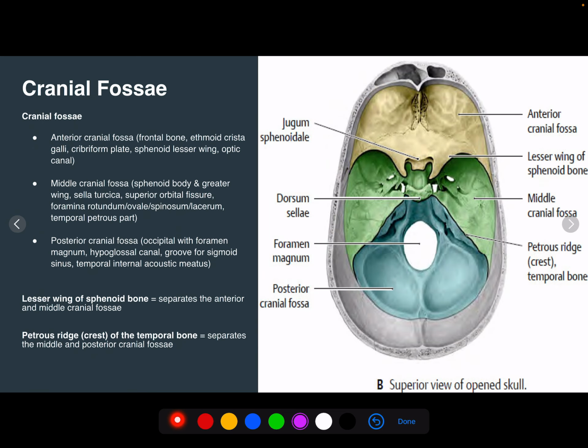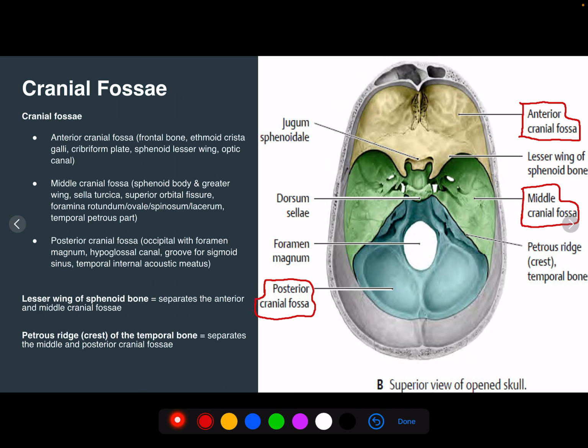All right, so when we talk about cranial fossae, they are at their core just three depressions in the floor of the cranial cavity, and they house and support different regions of the brain. So starting, we have an anterior cranial fossa, we have a middle cranial fossa, and finally we have a posterior cranial fossa.